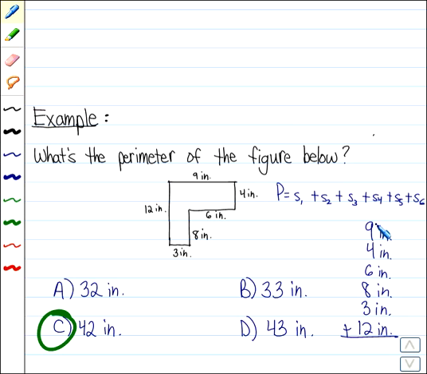If I add these up, 9 plus 4 is 13. 13 plus 6 is going to give us 19. 19 plus 8 is 27. 27 plus 3 is 30. And 30 plus 12 is 42. So I have 2, carry the 3. 3 plus 1 is 4, so I get 42 inches as my perimeter, which was answer choice C.